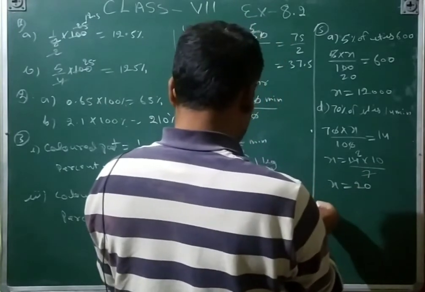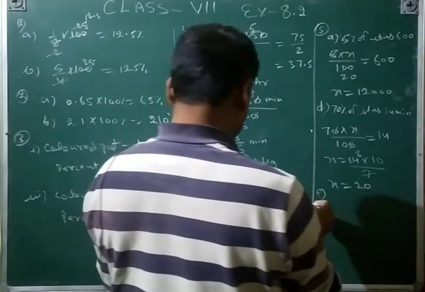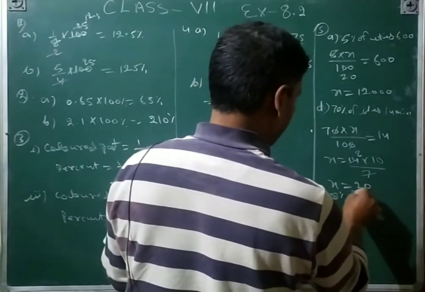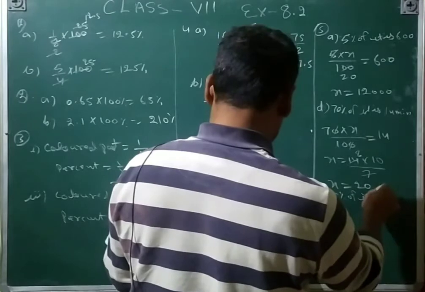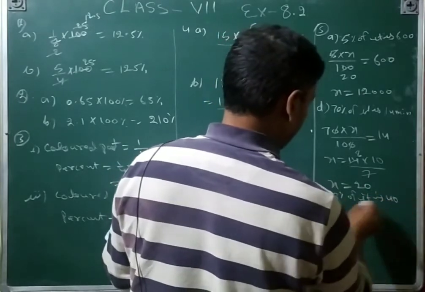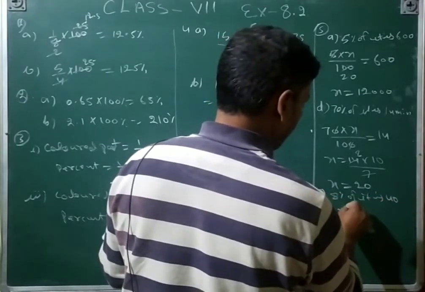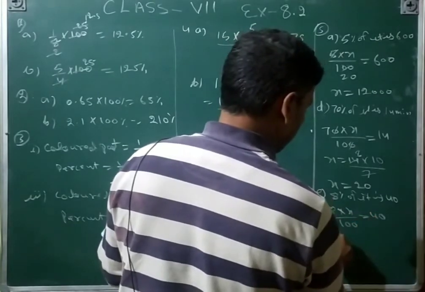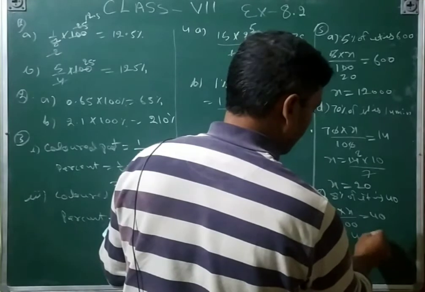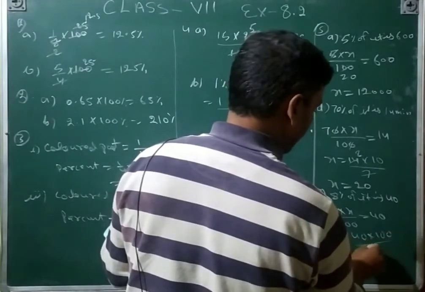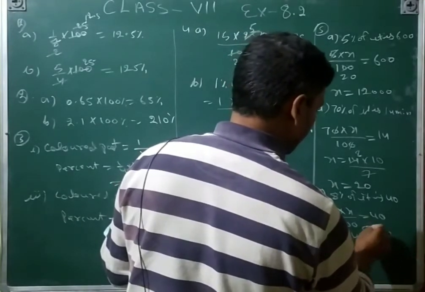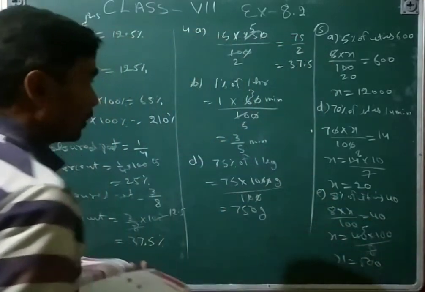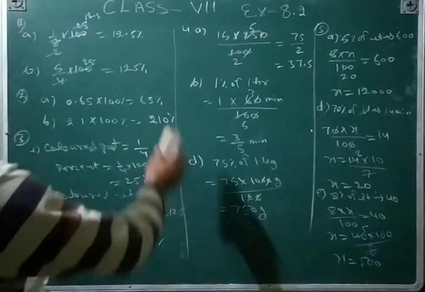And then E part also, see that 8% of it is 40. So 8 into x upon 100 is equal to 40. So x is equal to 40 into 100 upon 8. 8 5s are 40. So that x is equal to 500. And then you will see question number 6.